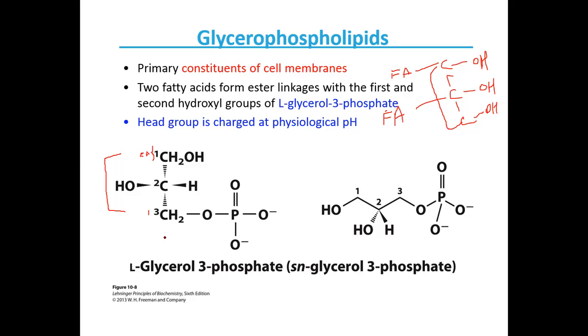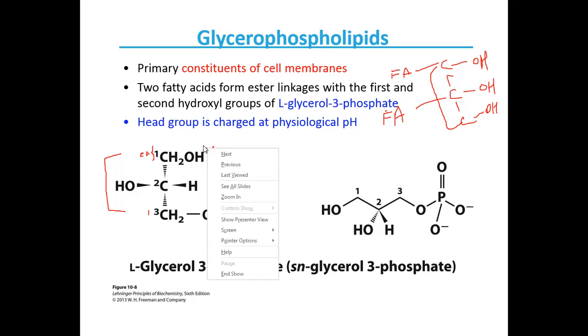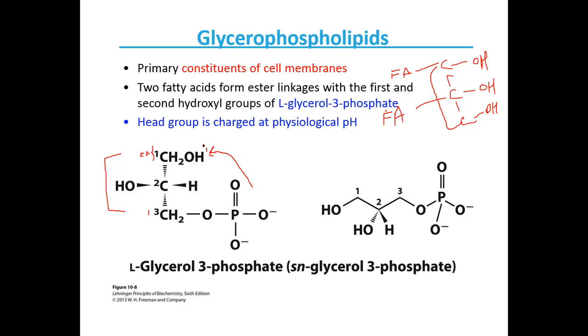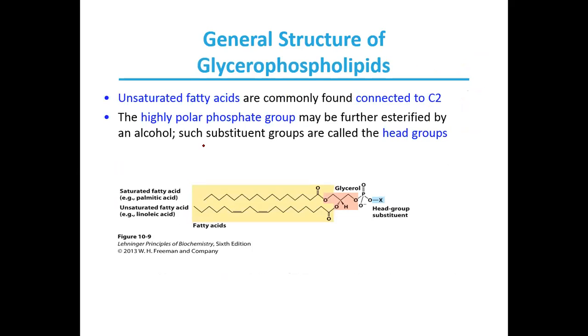If we need to write glycerol 1 phosphate, we have to attach the phosphate group to carbon number 1. Then this molecule will be glycerol 1 phosphate, if the phosphate group is attached at this position. Mostly the phosphate group is attached to carbon number 3, so this is glycerol 3 phosphate. Unsaturated fatty acids are commonly found connected to carbon number 2. The highly polar phosphate group may be further esterified by an alcohol. Such subsequent groups are called the head group.